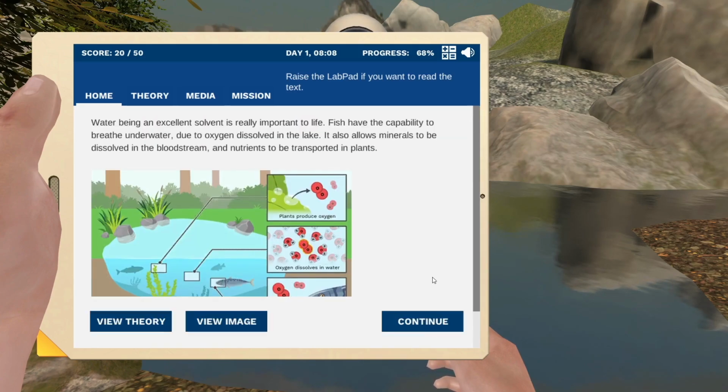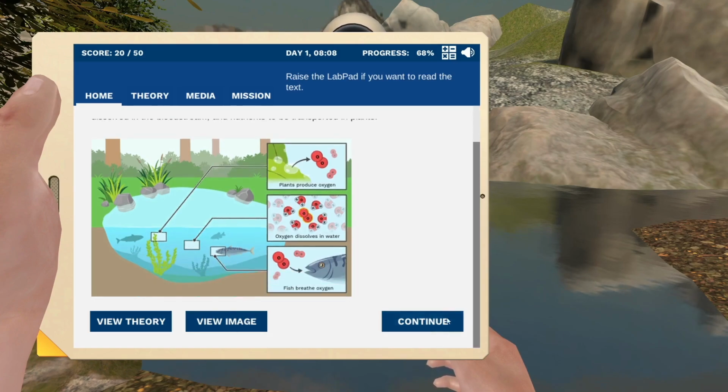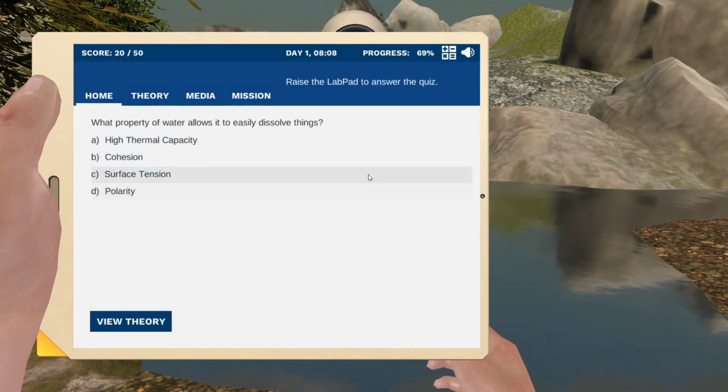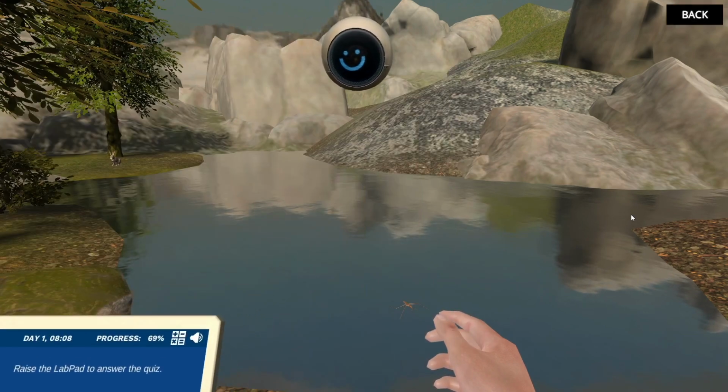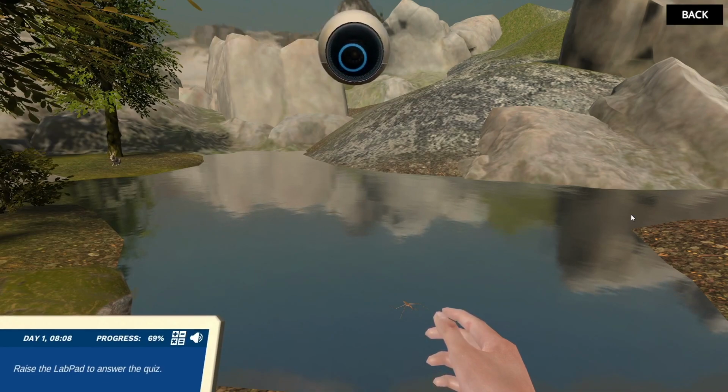Water being an excellent solvent is really important to life. Fish have the capability to breathe underwater, due to oxygen dissolved in the lake. It also allows minerals to be dissolved in the bloodstream, and nutrients to be transported in plants. What property of water allows it to easily dissolve things? You are truly dissolving all of these quiz questions, congrats. As water is polar, it can form hydration spheres around molecules and ions, bringing them into solution.